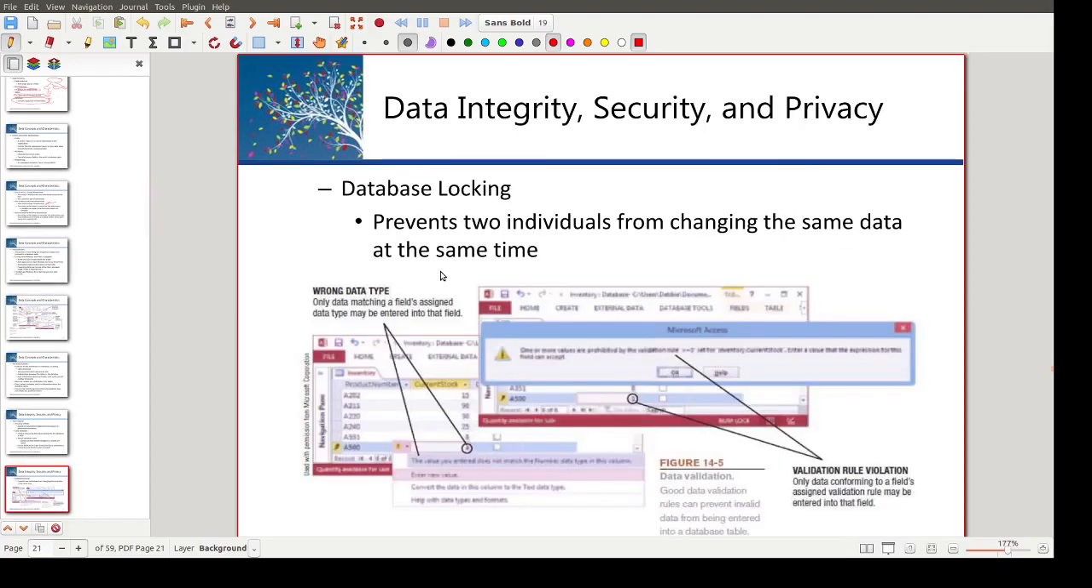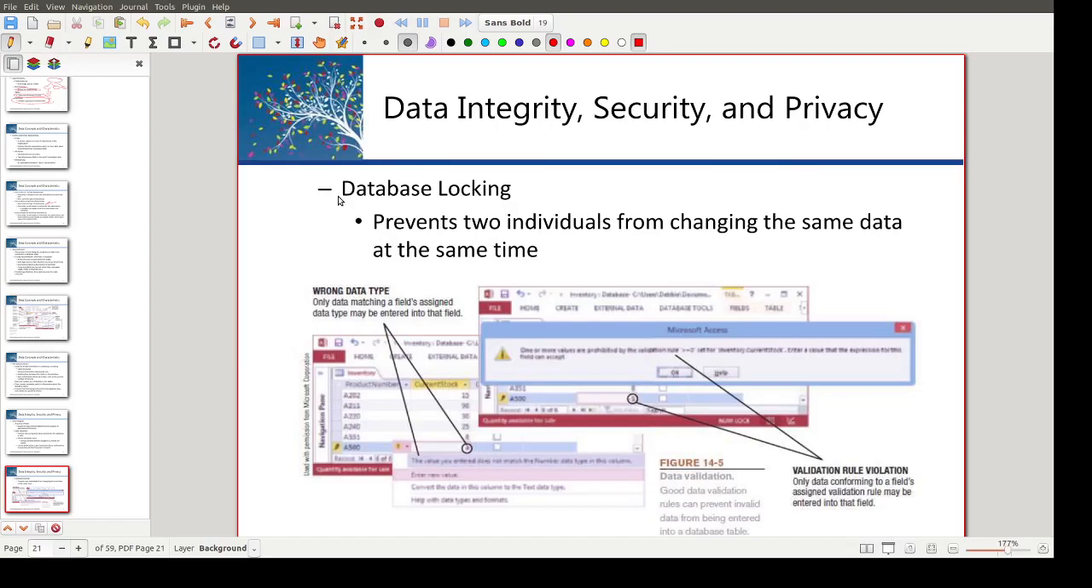Also very important about data integrity is not to allow two individuals to change the same data at the same time, and that's why they introduced the term of database locking. For example, we have this database and we have two users accessing the same entity. You are buying a t-shirt from Amazon, and someone else at the same moment is trying to buy the same t-shirt.